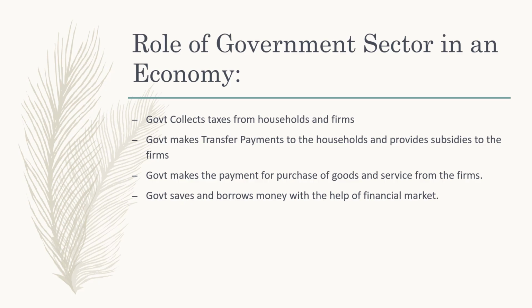Let us see what is the role of government sector in an economy. This is very important. It may be asked in the theory. Government collects taxes from households and firms. They also make the transfer payment to the household and provide subsidies to the firm. Government makes the payment for purchase of goods and services from the firm. Government saves and borrows money with the help of financial market. So financial market is not only supporting firms and households, but financial market is also supporting the government.